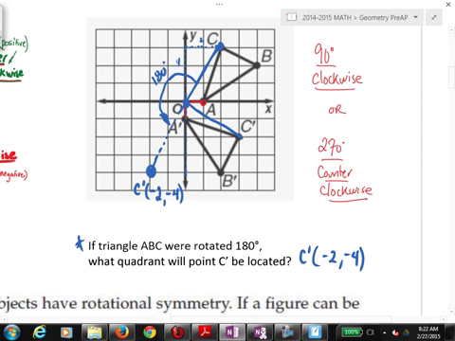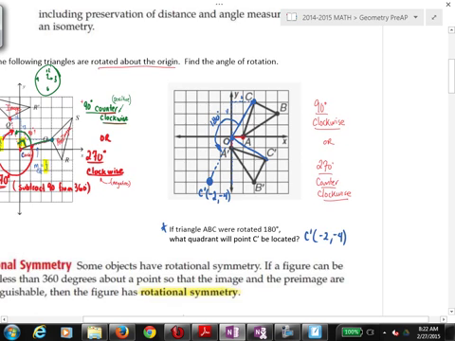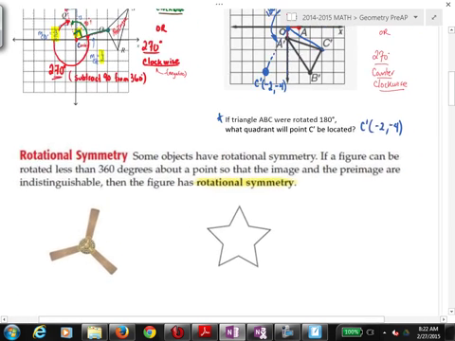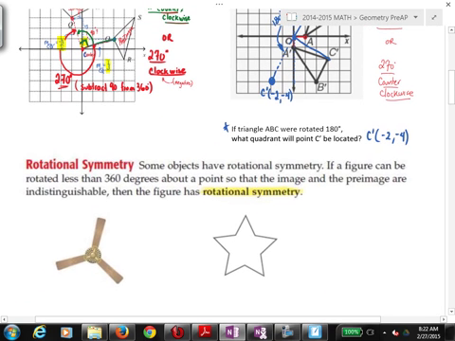All right, let's look at rotational symmetry now. It says some objects have rotational symmetry. If a figure can be rotated less than 360 degrees about a point so that the image and the preimage are indistinguishable, then the figure has rotational symmetry. We're going to look at this ceiling fan first, and then we'll look at the star. All right, so this is what they mean.